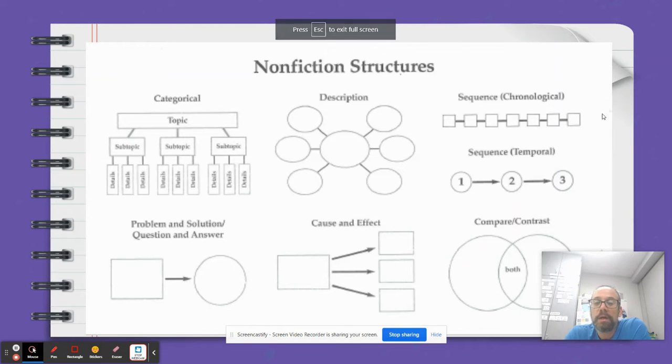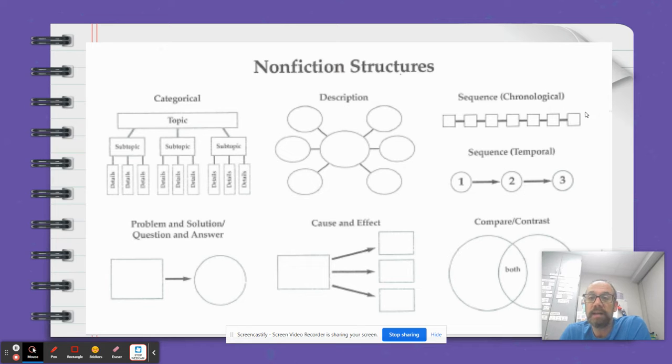Hi, everybody. So, yesterday we started talking about nonfiction text structures. And remember that the text structures are the main body of the text that we're talking about. So, we're not talking about the pictures and captions, maps and graphs. We're talking about the main body of the text and how that text is organized.